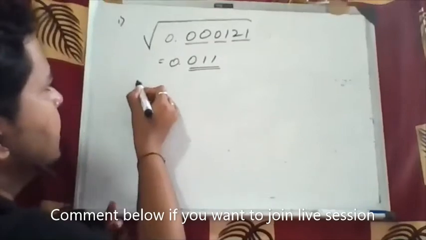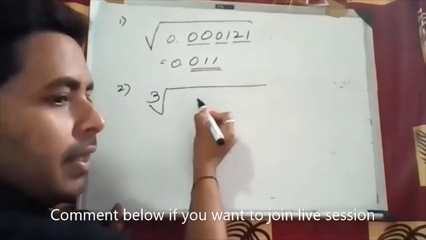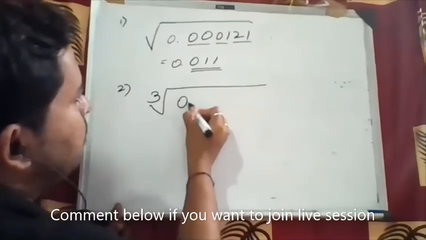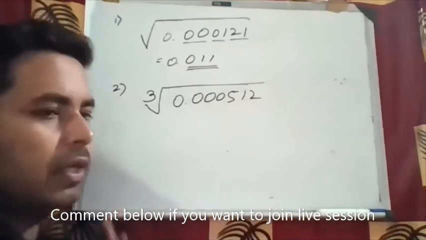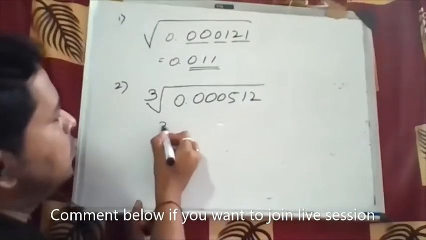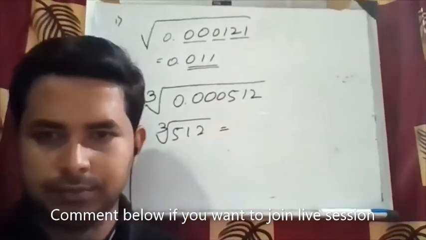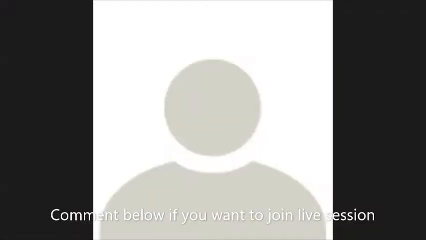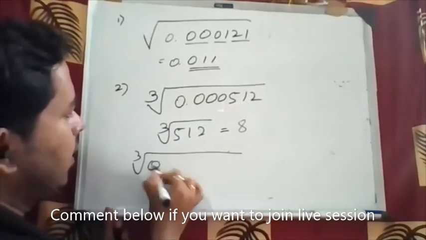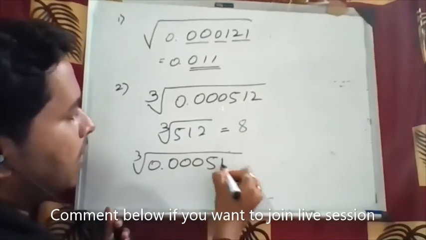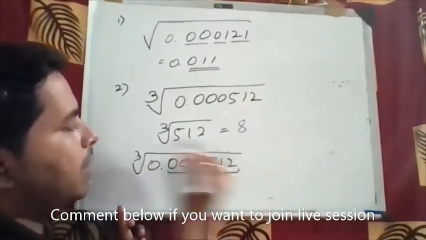Now if they ask the second type, like a cube root, 0.000512. Okay, so what is the value of 512? Cube root of 512 is what? It's 8. Yes, cube root of 512 is 8. Now here what you have to make? Here also you have to make a group, but not of 2 values. Here you have to make a group of 3 values.